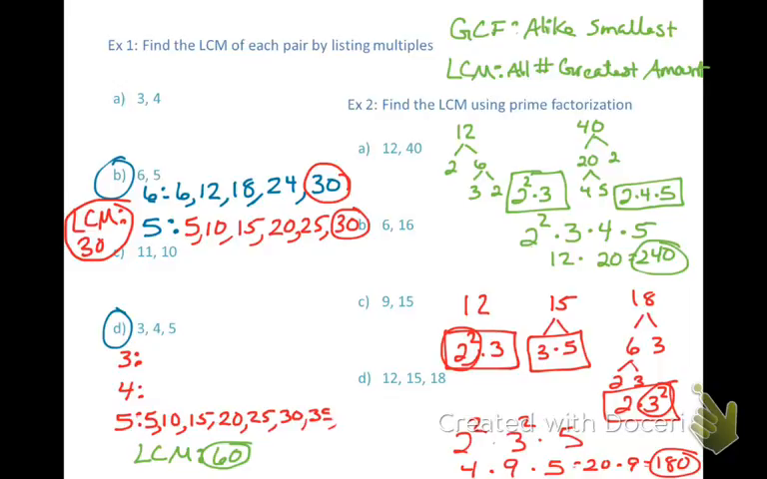That is the best way to do it if you have lots of big numbers to do. If you have like 6 and 5, that's not as bad as 12, 15, and 18. All right, let's go to the next section.